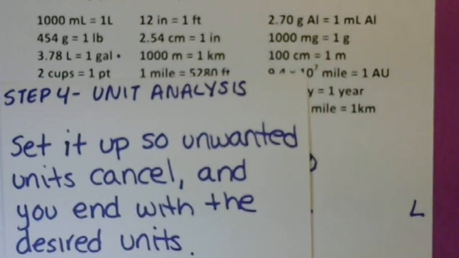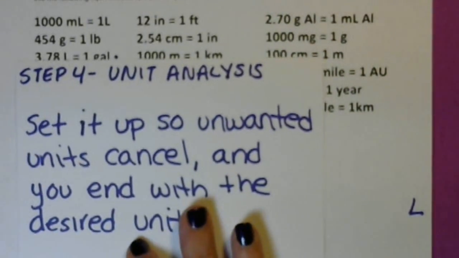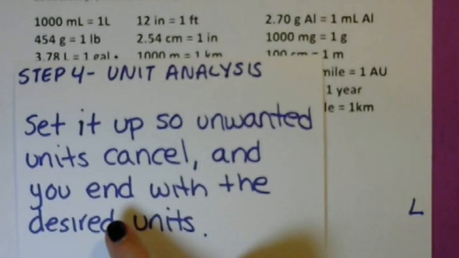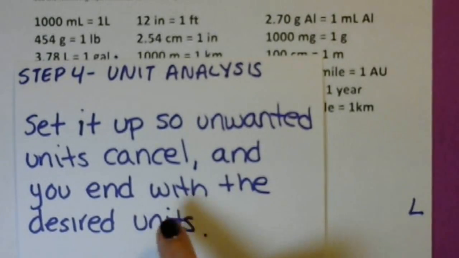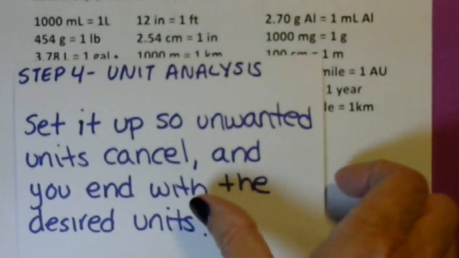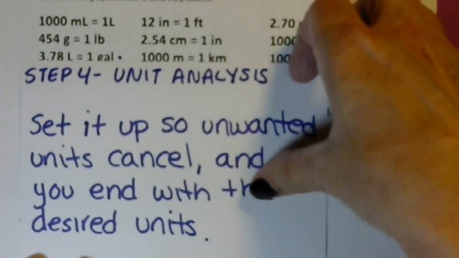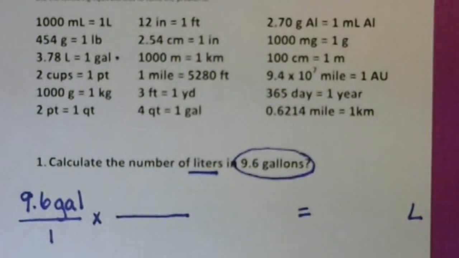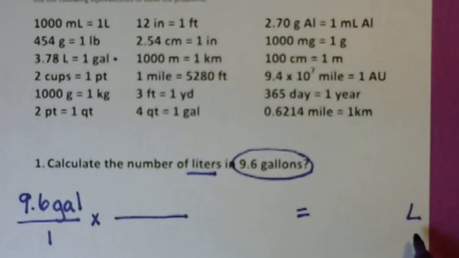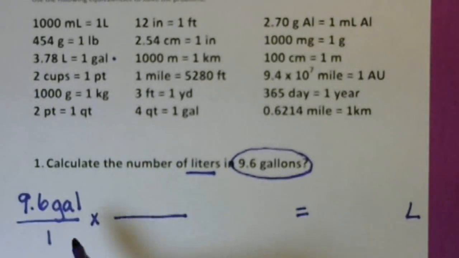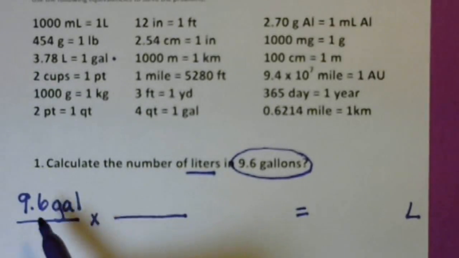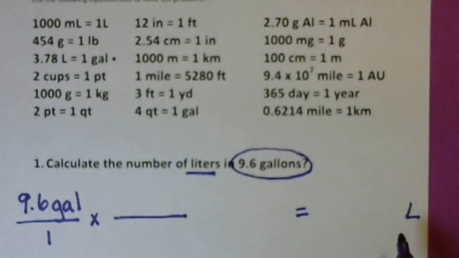So the next step is already step 4. We want to set up the problem so unwanted units cancel and you end up with the desired units. So what are unwanted units? And what are desired units? The desired units are what you have in your answer, and the unwanted units are anything that's not liters. So I want to get rid of everything else and get to liters. The everything else here is only gallons. So I need to get rid of gallons and I need to get to liters.